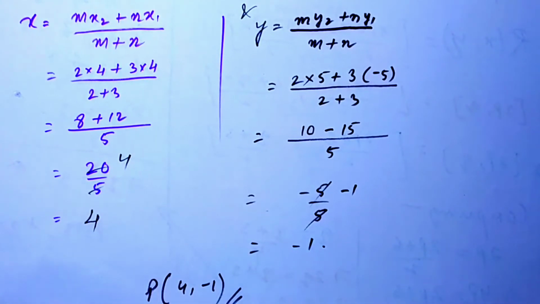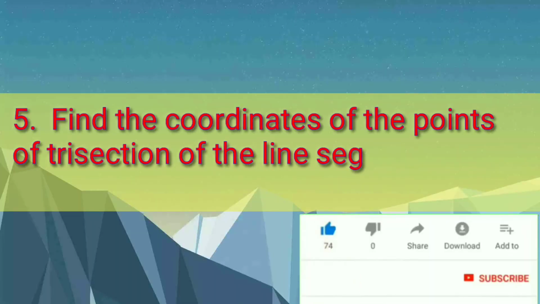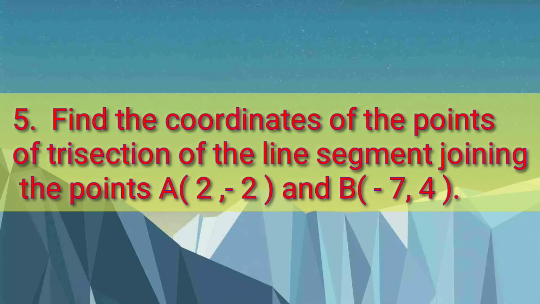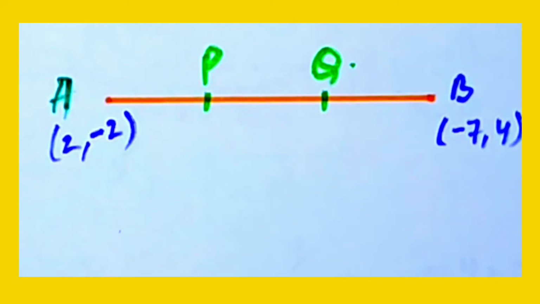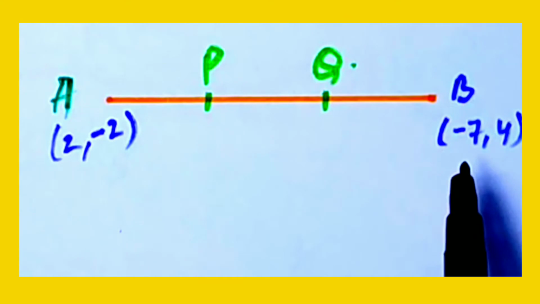This is our answer. Now we have a question here. Find the points of trisection of the line segment joining A(2, -2) and B(-7, 4). So let us solve it. We have drawn the diagram here. So A we have given (2, -2) and B (-7, 4).